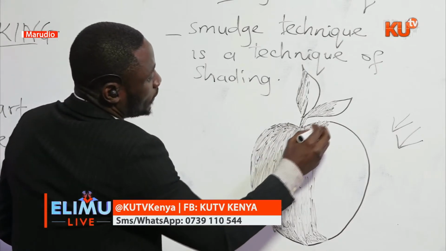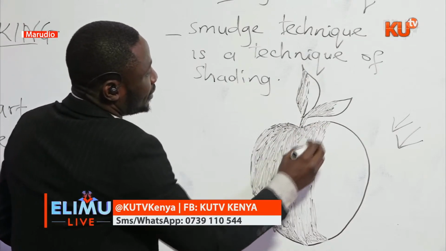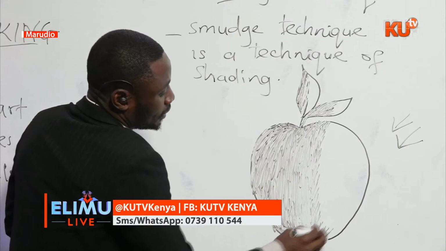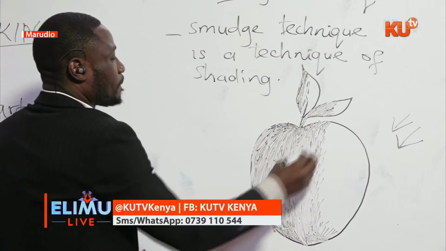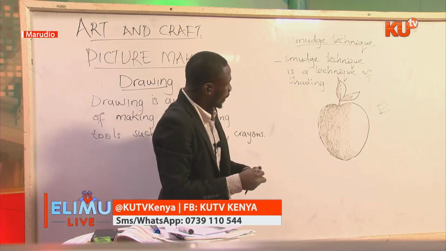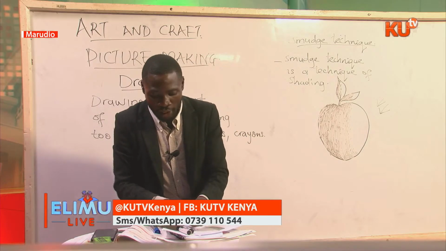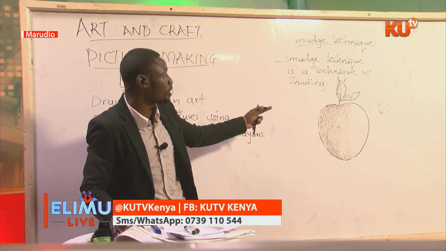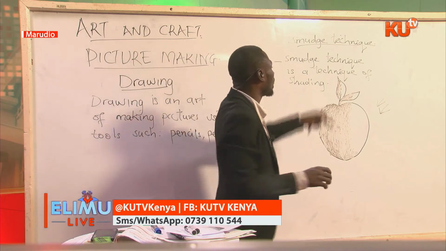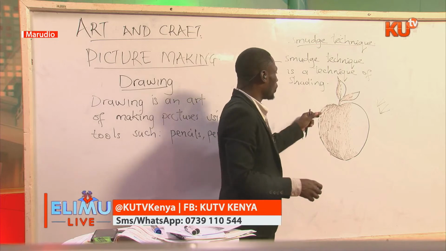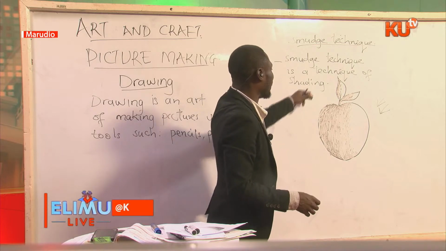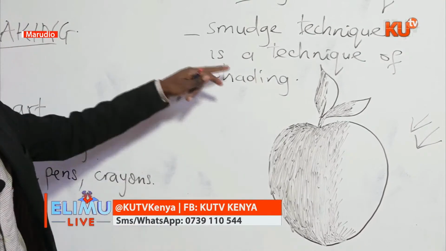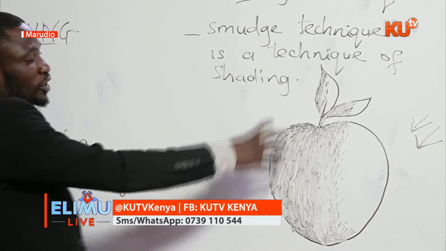And this is my apple. Okay. That's how we do shading. That's how we use smudge technique to create a picture. I've made a picture of an apple, and I have used the smudge technique. That is the technique of shading to create my picture.